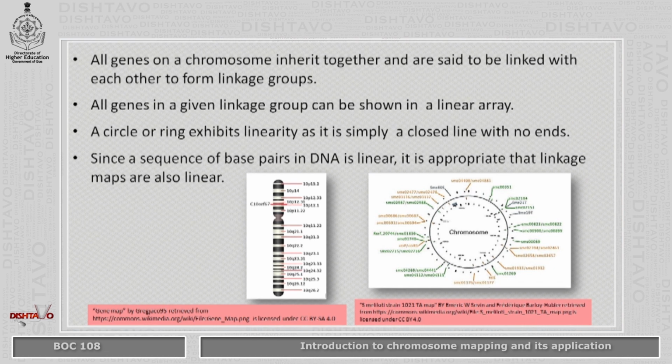A circle or ring exhibits linearity as it is simply a closed line with no ends. A sequence of base pairs in DNA is linear. It is appropriate that linkage maps are also linear.